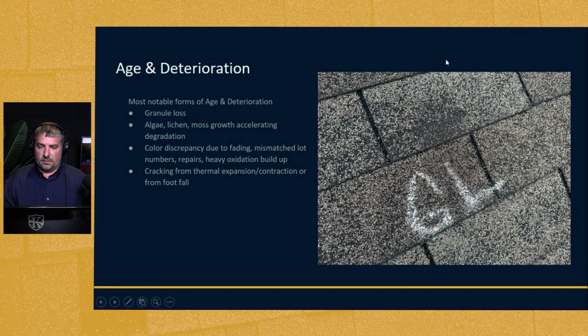So, photo example here to the right, obviously the most notable form of age and deterioration, granule loss, right? This is a 3-tab shingle. I believe I gauged it as a 20-year 3-tab shingle. I know there are some people within the industry that will argue there's no such thing as a 20-year anymore. I believe they're pointing towards 25. People point towards the shingle gauges being inaccurate, all that stuff. Never mind all that. It's a 3-tab shingle. It's lower on the totem pole as far as quality and longevity when we're talking about asphalt composition shingles.